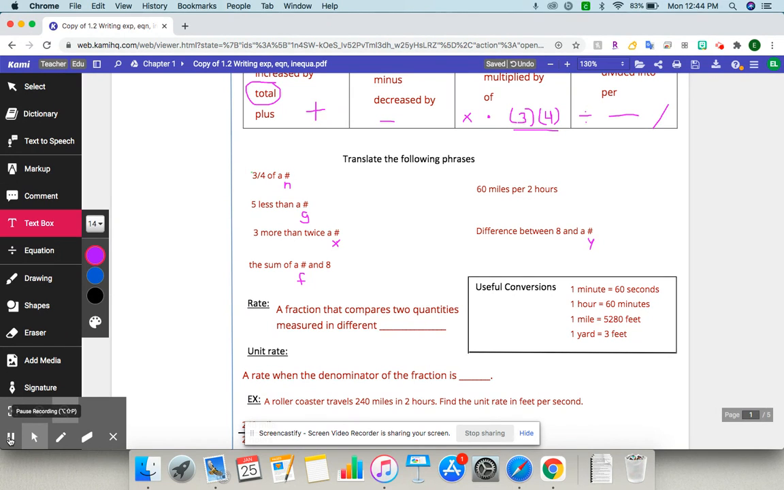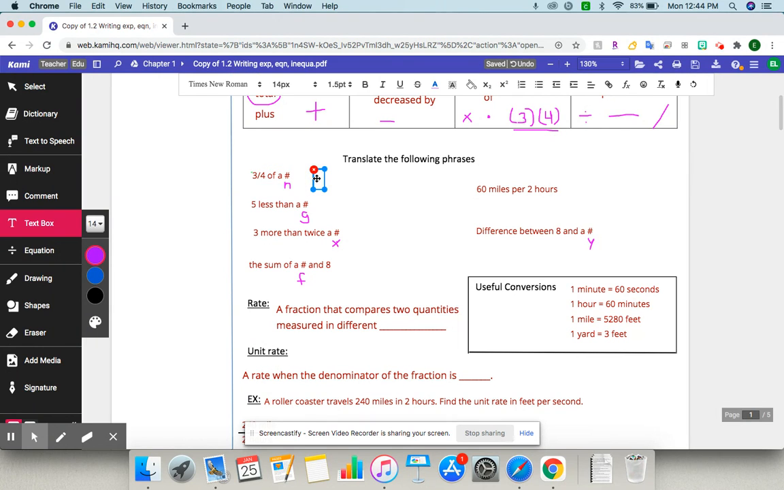Next, we actually want to translate the following phrases to a mathematical sentence or expression. So 3/4 of a number, we'll call that number n, refers to multiplication. So we're multiplying 3/4 by n. In the second one, 5 less than a number g refers to subtraction. Now you might be thinking 5 minus g, but it's actually g minus 5.